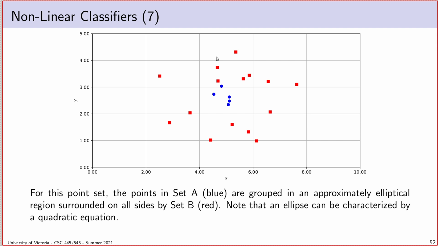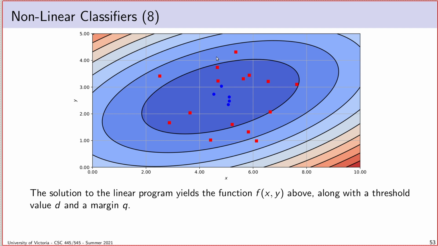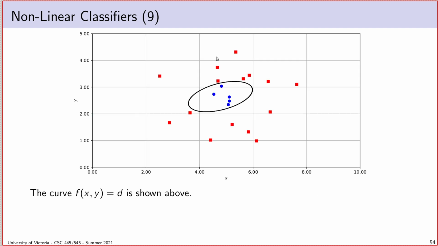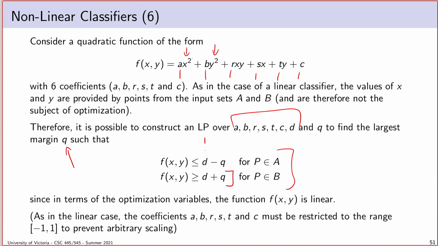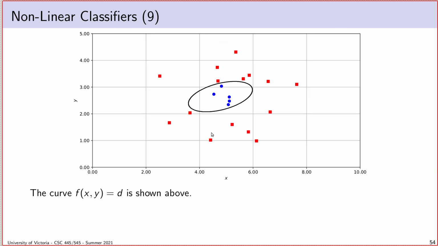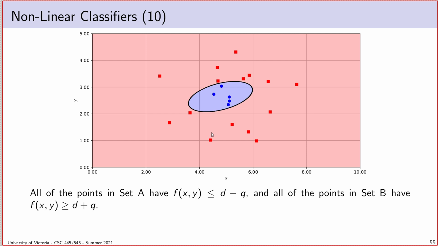And so in this case, an ellipse can be characterized by a quadratic equation. And so if I solve the linear program I just described, I would end up with this function here. This is just a plot of the function in general. And if I choose this particular level curve, the one for the constant d, which is one of the optimization variables, I get this. And everything with f of xy less than d minus q is in set A, and everything in set B will have f of xy greater than or equal to d plus q. And so just like before, I'm even able to get the best margin. I'm able to get an ellipse that separates the points from the curve by as large a distance as possible.